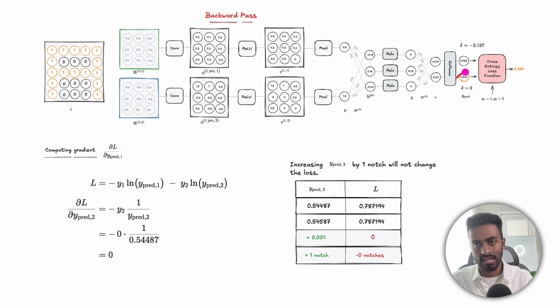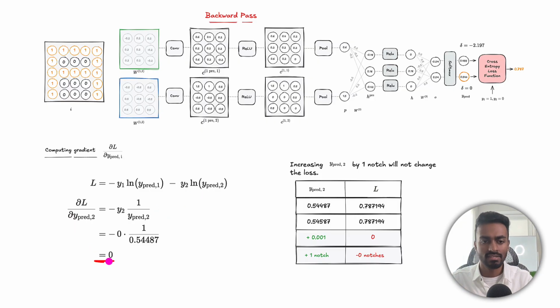Now let's consider the second neuron over here. If we change this neuron by just a little bit, how much is the loss affected? That is given by this gradient operation over here, del L by del y pred 2. So we take our loss, take the derivative with respect to y pred 2, and in this case, this is going to be 0, and this is going to be negative y2 times 1 over y pred 2, since that's the derivative of the log value.